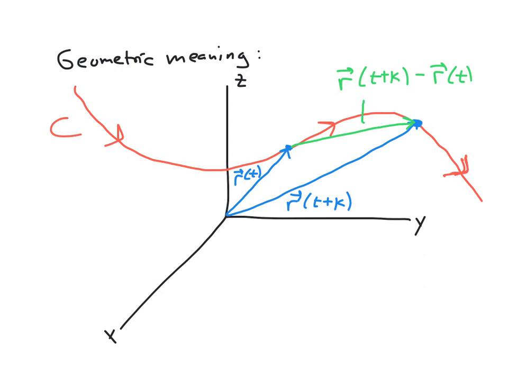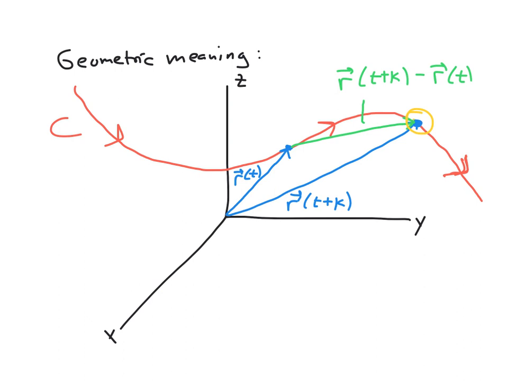Right? And that we can think of as the secant vector. Right? It's the vector that goes between 2 points on a curve. And so now what we want to do is, just like in Calculus 1 when we have a secant line, we can drag this point, r of t plus k. We want to take the limit as k goes to 0.